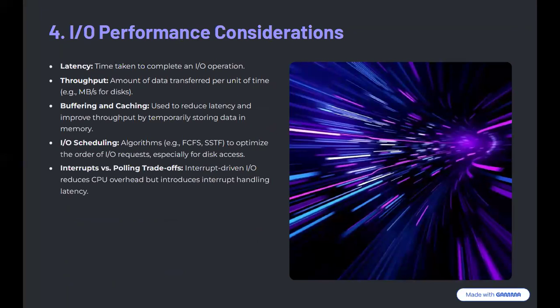Performance considerations. Latency is the time taken to complete an I/O operation. Throughput is the amount of data transferred per unit of time. Buffering and caching are used to reduce latency and improve throughput by temporarily storing data in memory. I/O scheduling algorithms, for example FCFS and SSTF, optimize the order of I/O requests, especially for disk access. Interrupt versus polling trade-offs: interrupt-driven I/O reduces CPU overhead, but introduces interrupt latency.